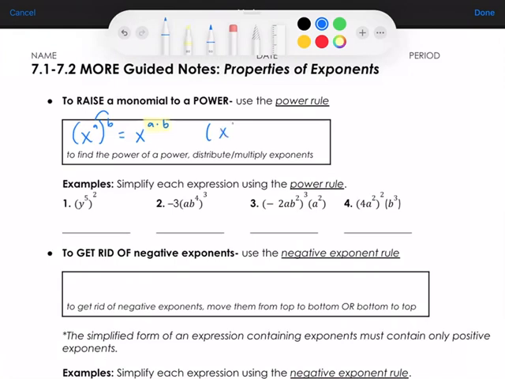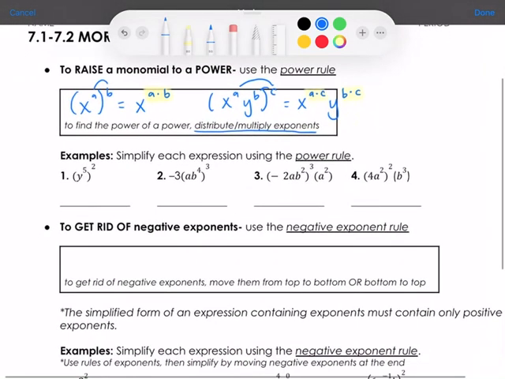Another example would be if I had multiple bases. So if I have x to the a and y to the b, all raised to the c, just like the distributive property, I'm going to distribute this out. So I end up with x to the a times c and y to the b times c. In both cases, we're multiplying those exponents. Also, if we have a coefficient as well, we're going to distribute the exponent to the coefficient. So to find the power of a power, we're going to distribute or multiply the exponents.